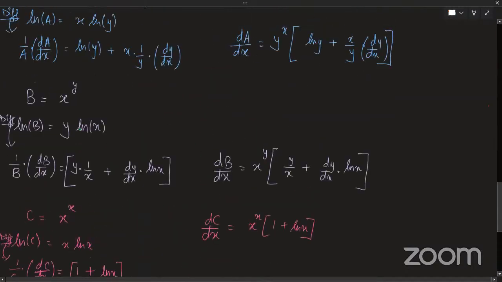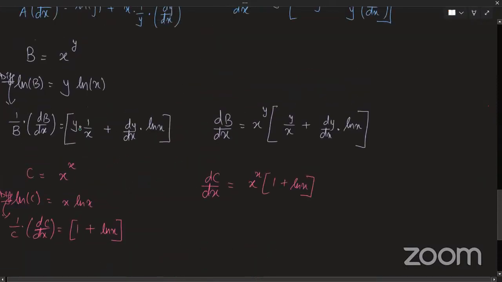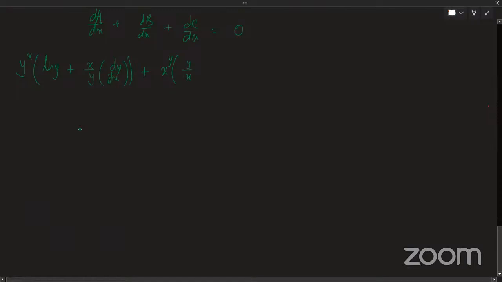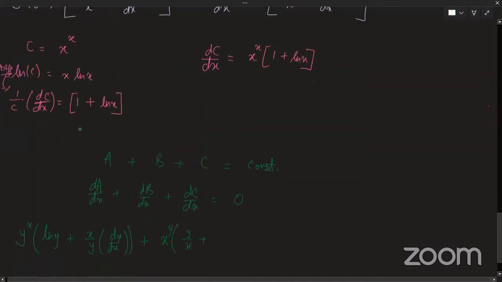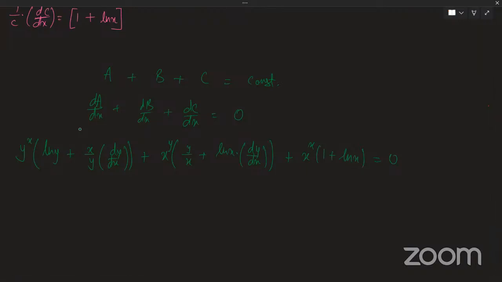Plus dB by dx. So it becomes x raised to y into y by x plus dy by dx into ln x, plus x raised to x into 1 plus x is equal to 0. So basically, what is it asking you? It's asking you to find the value of dy by dx.